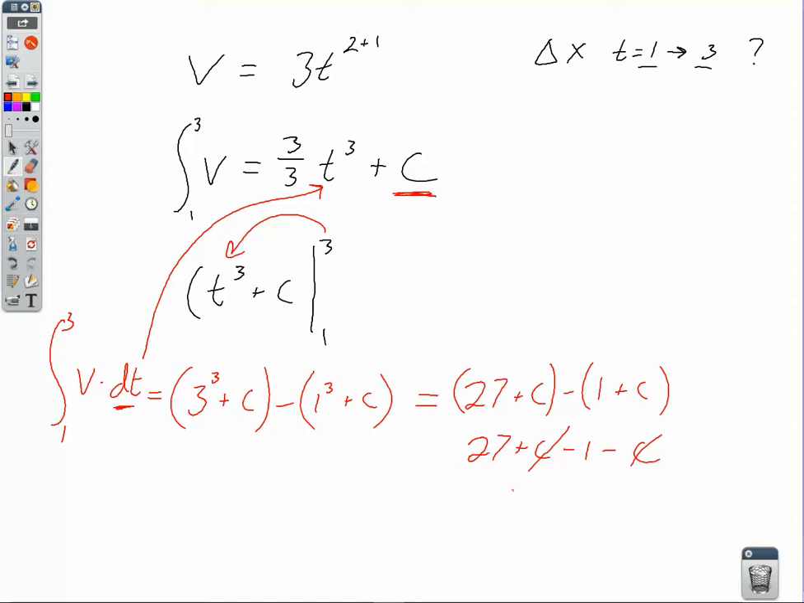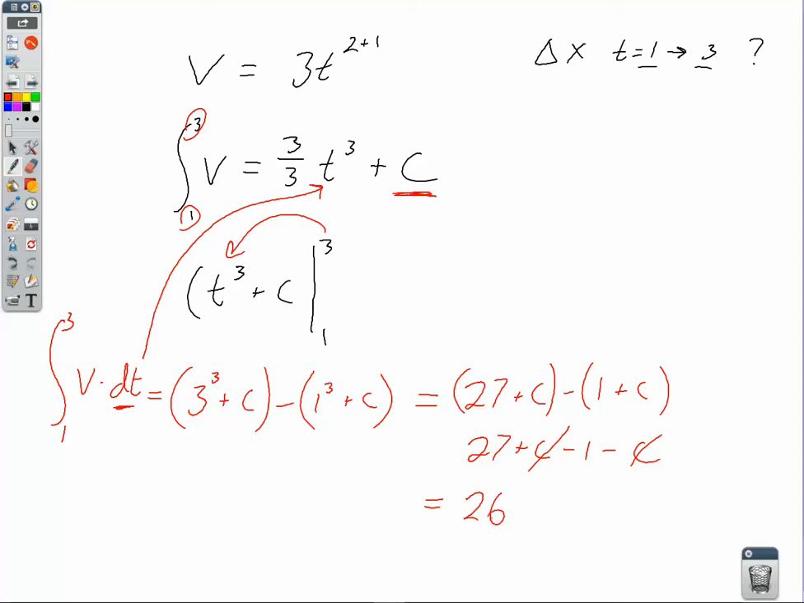And from here on out, I'm not even going to put it in when I take my antiderivative and I'm doing a definite integral. Okay? It's important to know that that is only true when you're taking a definite integral. If you see those limits of integration on your integral sign, you know you're taking a definite integral. If you don't see those limits of integration, then you're just taking an indefinite integral and the c has to stay there. Okay? So we end up here with 27 minus 1, 26, I think, I hope.